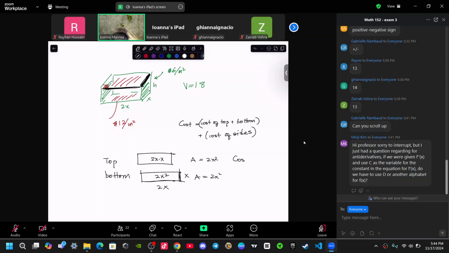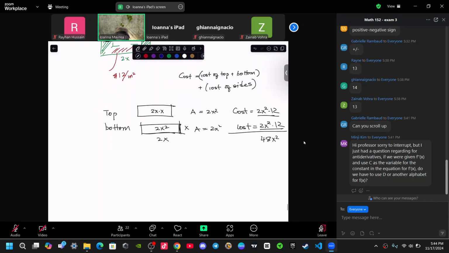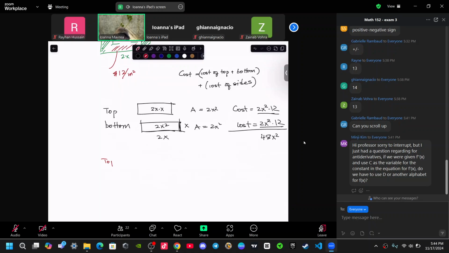So the cost for the top is going to be the amount of square meters times the cost per square meter. So it's going to be 2x squared times 12. The cost here is going to be 2x squared times 12. The cost for the top and the bottom is going to be the sum of those. So 24 plus 24, so that's a lot of x squares. Right? So top and bottom cost is going to be 48x squared.